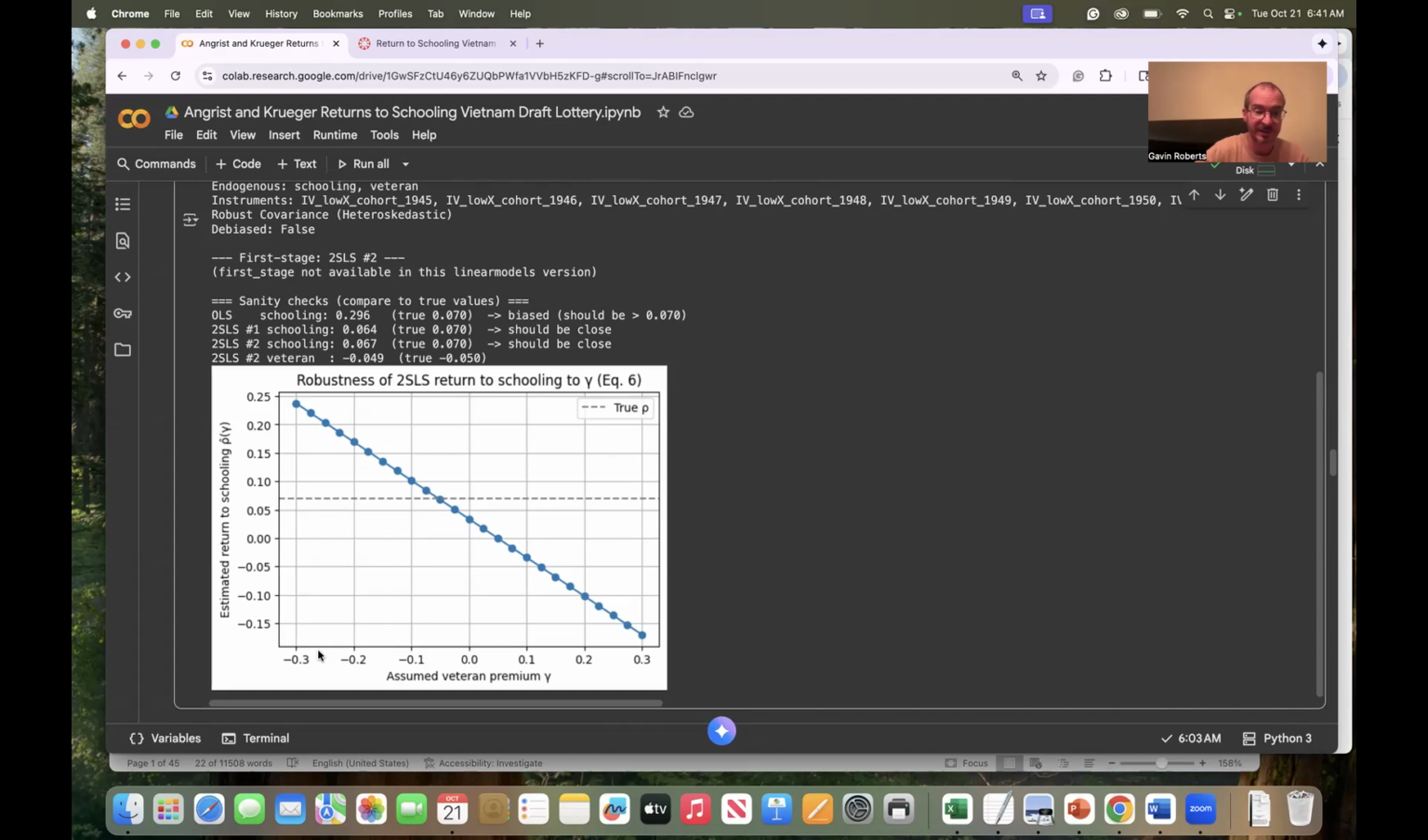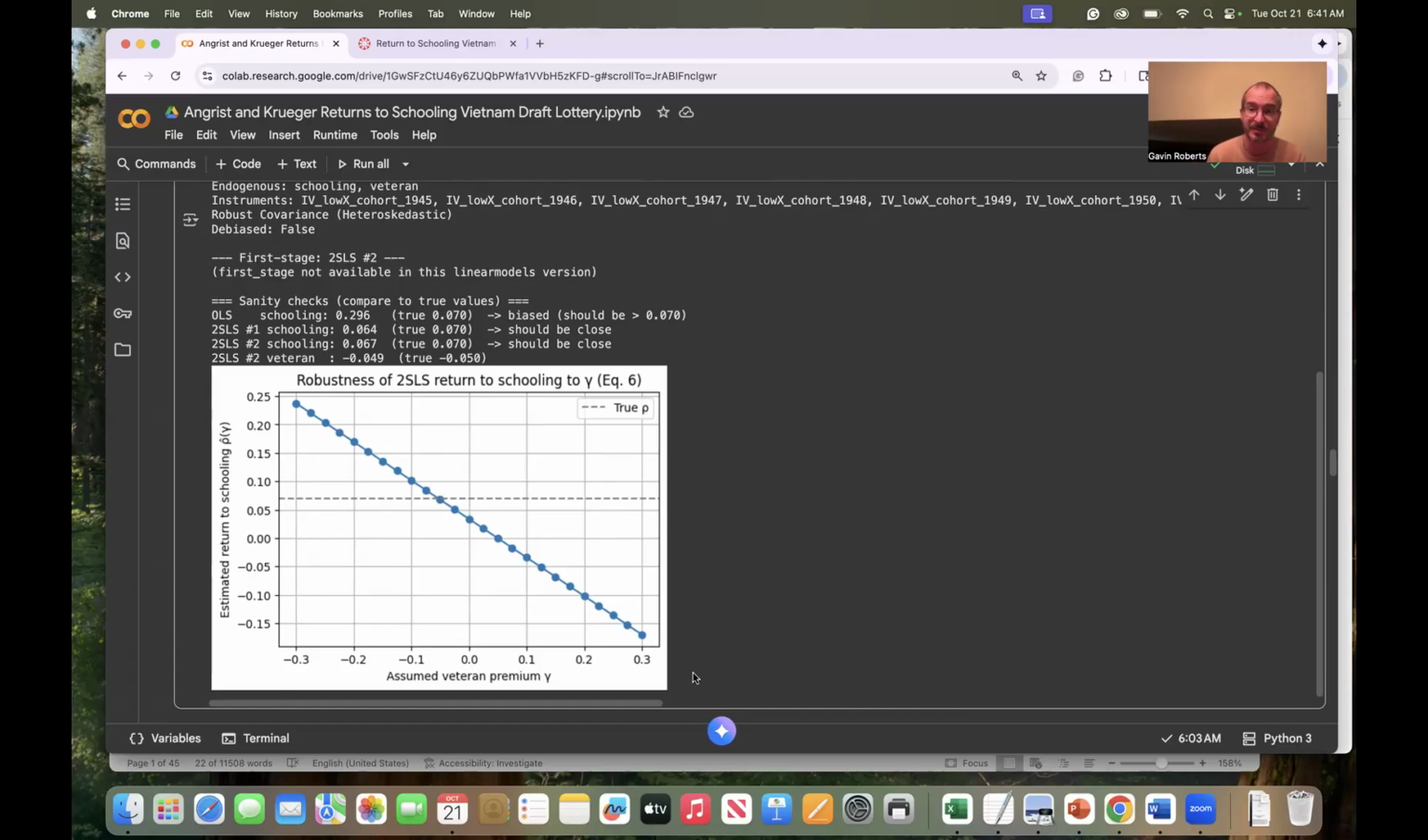When veteran status has a very negative impact, our return to schooling is much too high. Because remember, the truth is right here, 0.07. 0.25 is way too high. Similarly, when veteran status has a very big impact on earnings, then our return to schooling is way too low.